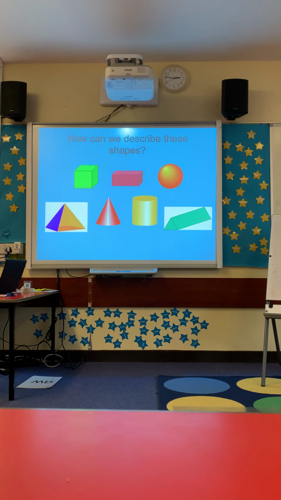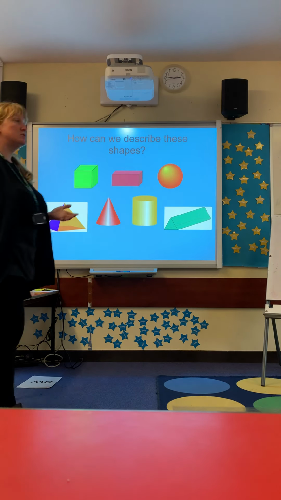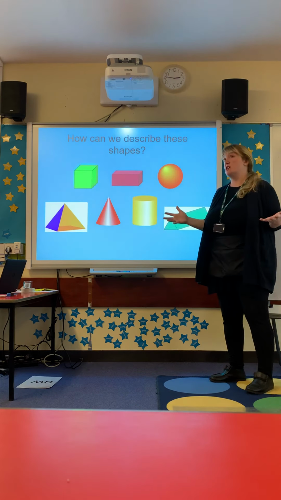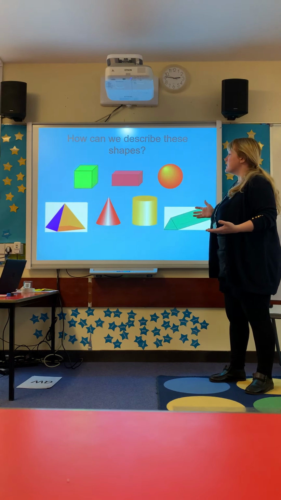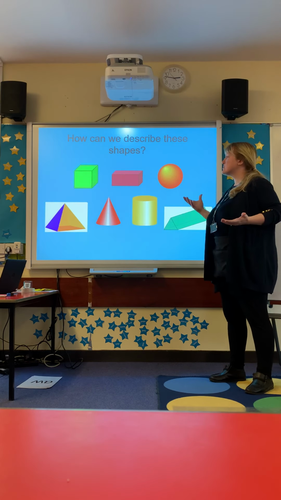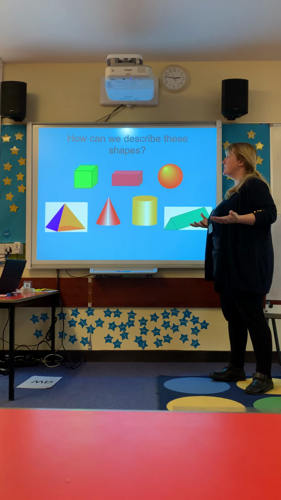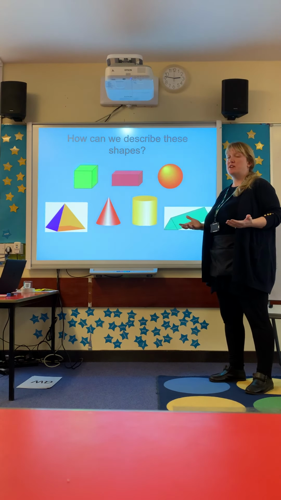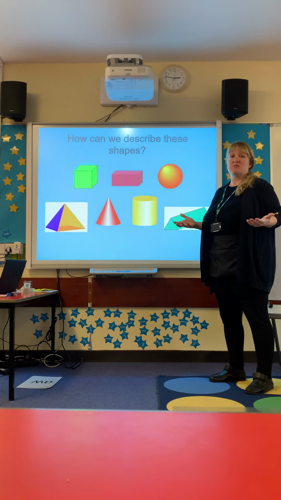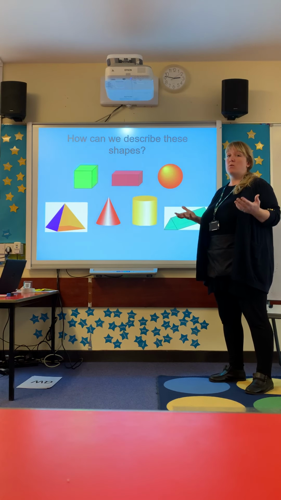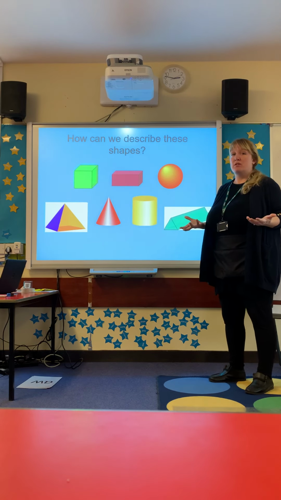Okay, so when it comes to 3D shapes, you describe them slightly differently than 2D shapes because they're different shapes. So have a think, how could you describe them? What words do we use to describe these shapes? Okay, you can't just say that it's got 6 sides and 4 vertices, because none of them have that. And also just describing the vertices and sides won't help us to know the depth.